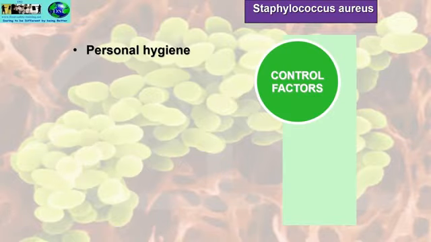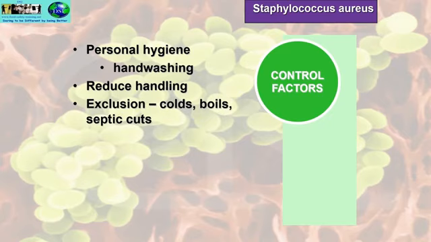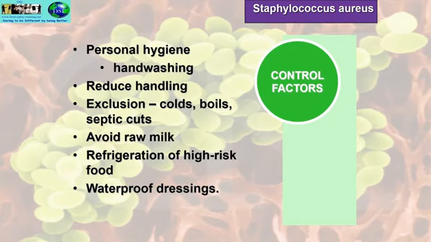Control factors include good personal hygienic practices, hand washing, reducing handling of food, exclusion of staff where they've got colds, boils or septic cuts, avoiding raw milk, refrigeration of high-risk food between 1 and 4 degrees C, preferably 3 or lower, and the use of waterproof dressings, normally the blue plasters in the first instance. The blue really is to make sure it can be seen if it falls into food. But the main use of a waterproof dressing is to prevent microbiological contamination going from the cut into the food.